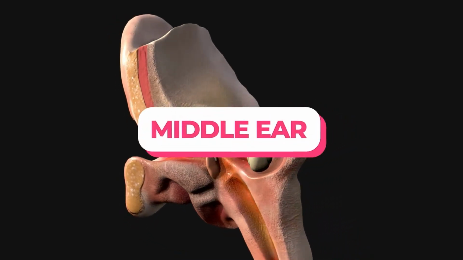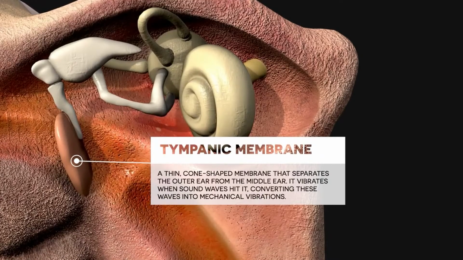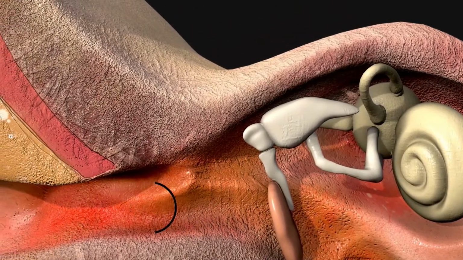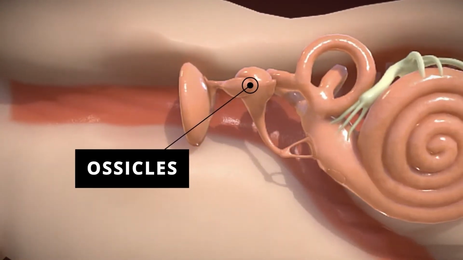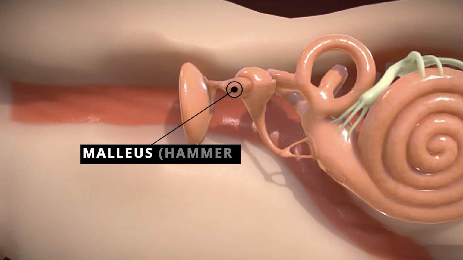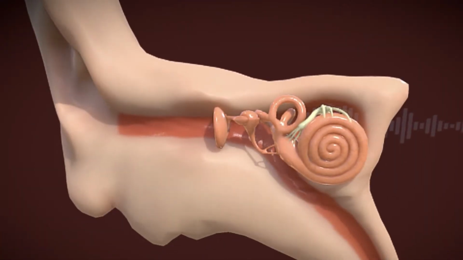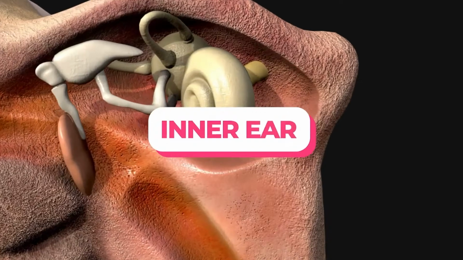Middle ear. Tympanic membrane or eardrum, a thin, cone-shaped membrane that separates the outer ear from the middle ear. It vibrates when sound waves hit it, converting these waves into mechanical vibrations. Ossicles, three tiny bones in the middle ear called the malleus, incus, and stapes. These bones are the smallest in the human body and they amplify and transmit the vibrations from the eardrum to the inner ear.